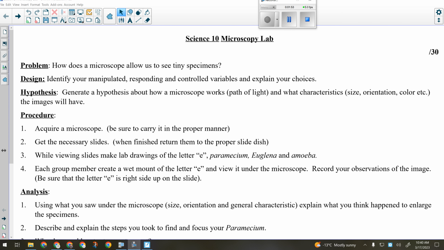In fact, we're going to make a lab diagram of each thing that we look at. I'm going to show you how to do that today. That's probably going to be the longest part of what we do today.